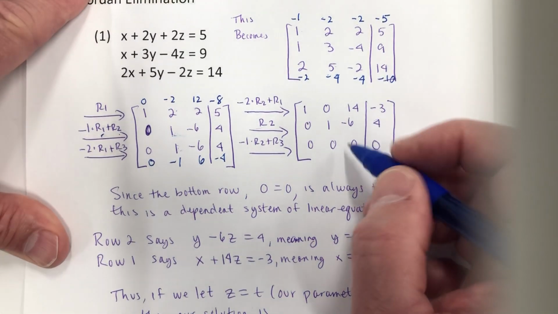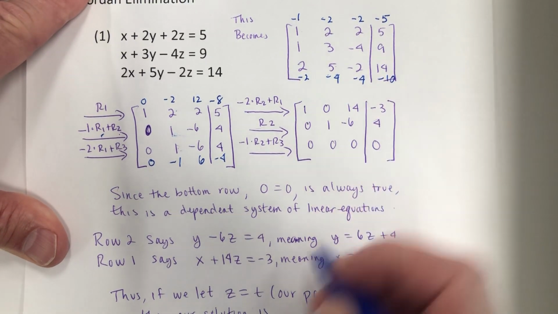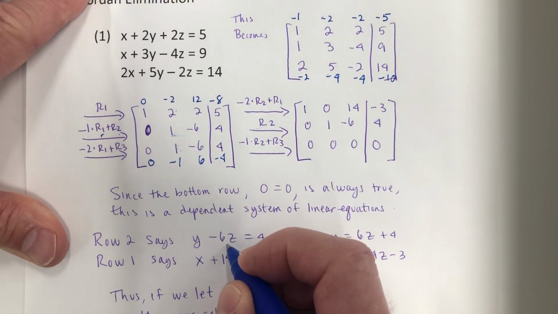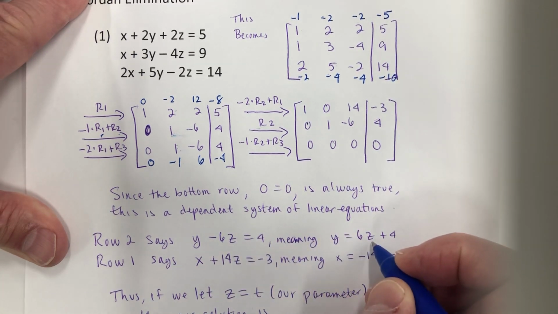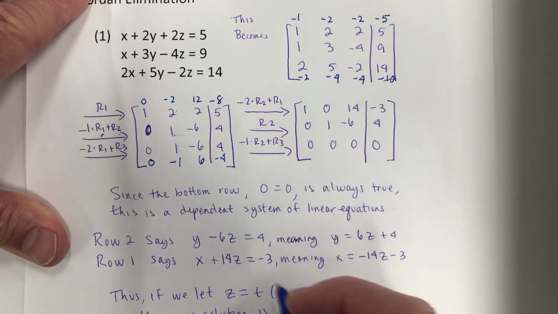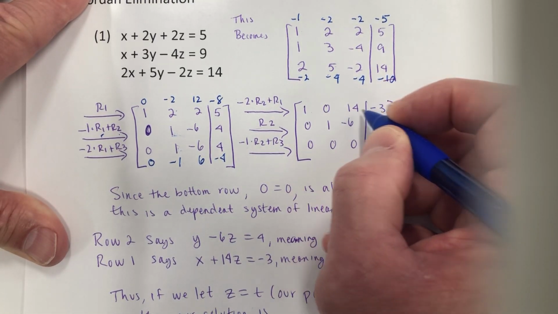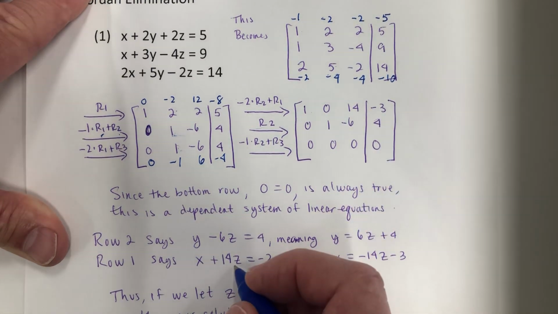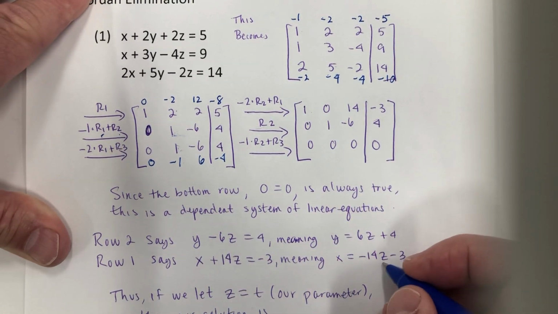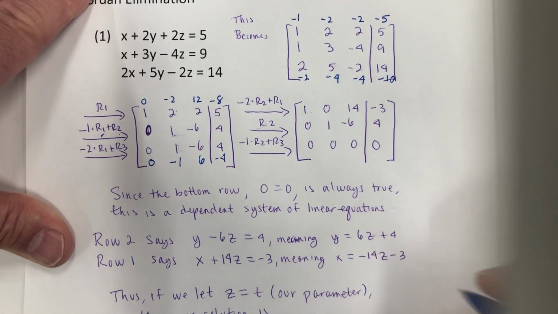Row number 2, if we read it, this is 1y minus 6z equals 4. And if we added 6z to both sides, brought it over to the right, we would find that y is equal to 6z plus 4. The first row says 1x plus 14z equals negative 3. And if we bring the 14z over to the right, we'll get x is equal to negative 14z minus 3.